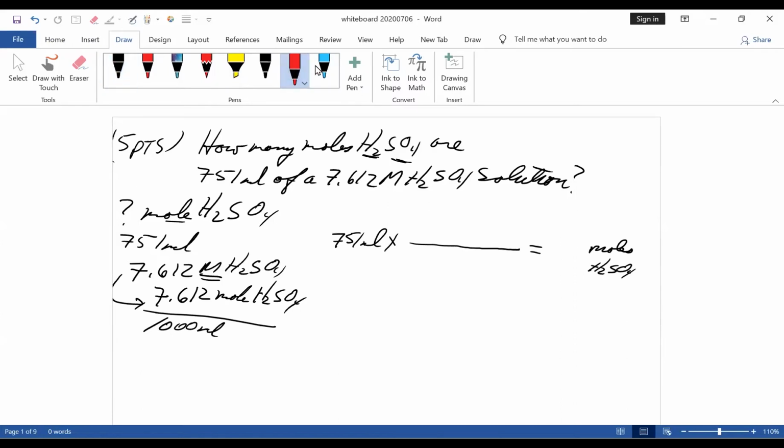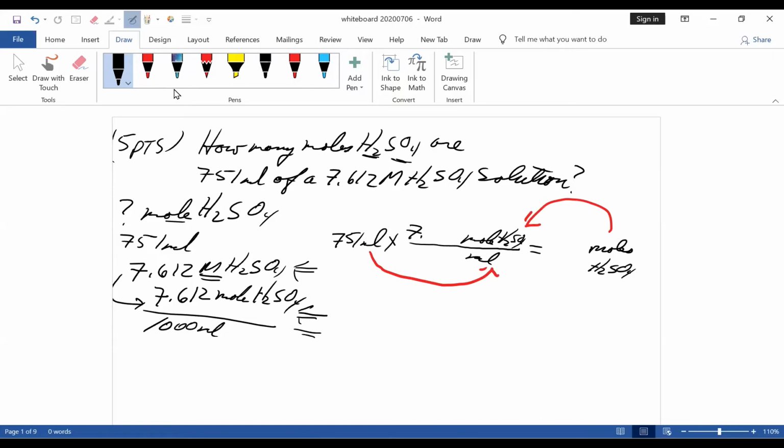And I noticed some of you did this on the test, so you must like my red arrows. Whatever I'm trying to get rid of goes underneath. Whatever I'm trying to get to, the units go on top. Here is moles of sulfuric acid. Here it's milliliters. Where do I get that number? From knowing that the molarity means this, and therefore it's 7.612 per 1,000 milliliters.